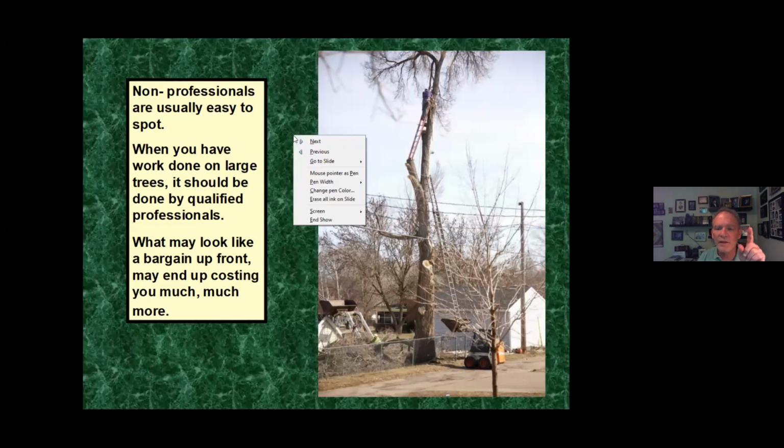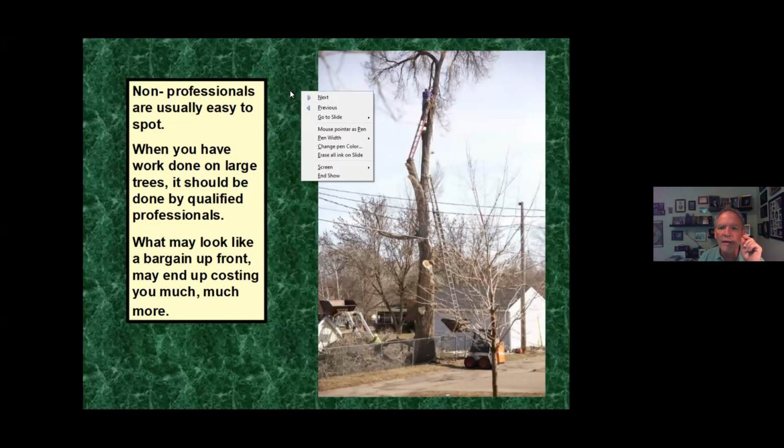I do have to, like I said, give props to Dr. Douglas Earhart, who sent me this picture. Dr. Douglas Earhart is a professor at Tennessee Tech, and he's an ISA certified arborist. And he saw these guys, took the picture, then he went up to them and tried to help them be safe. They shut him away. He said, get out of here.